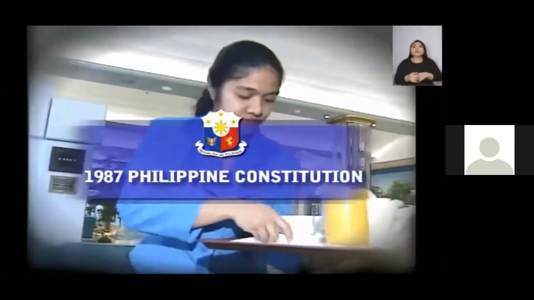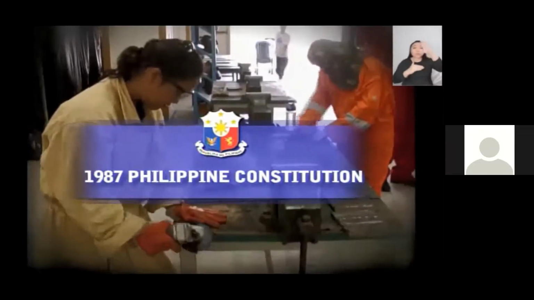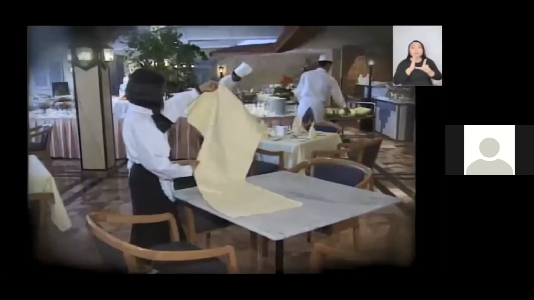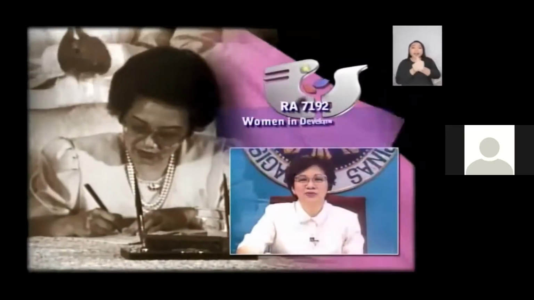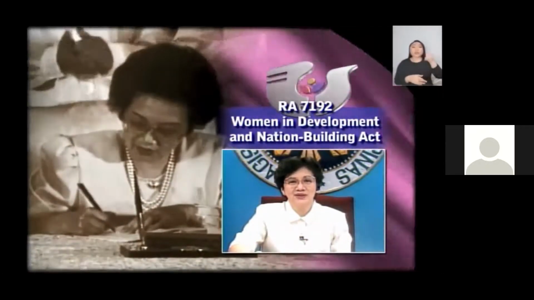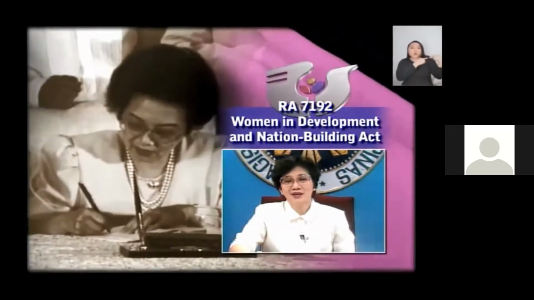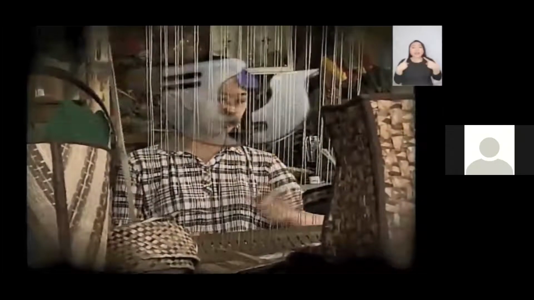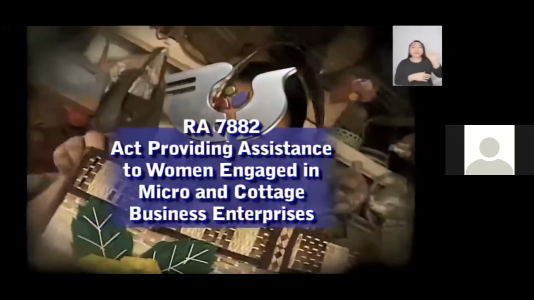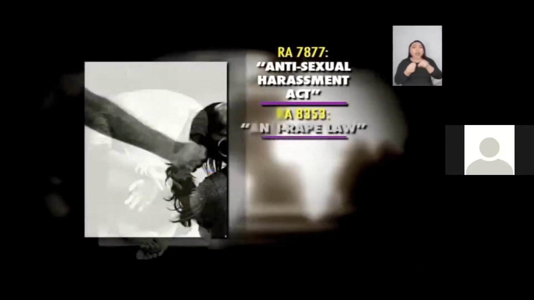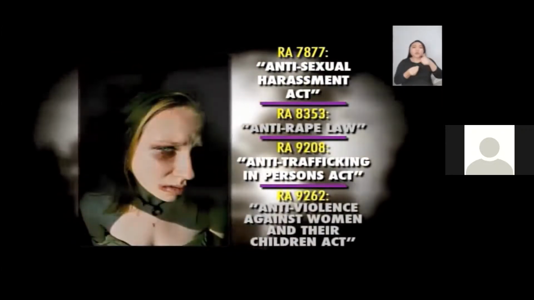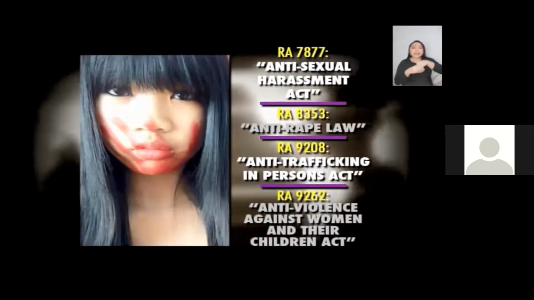The 1987 Philippine Constitution then recognized the fundamental equality of men and women before the law, and many gender-sensitive laws have since been passed. In 1992, women's role in development and nation building was enacted with the passage of RA 7192. Other laws addressing specific concerns of women, such as assisting women in micro and cottage businesses, supporting solo parents, and dealing with sexual harassment, rape, human trafficking, and the violence against women and their children are in place.